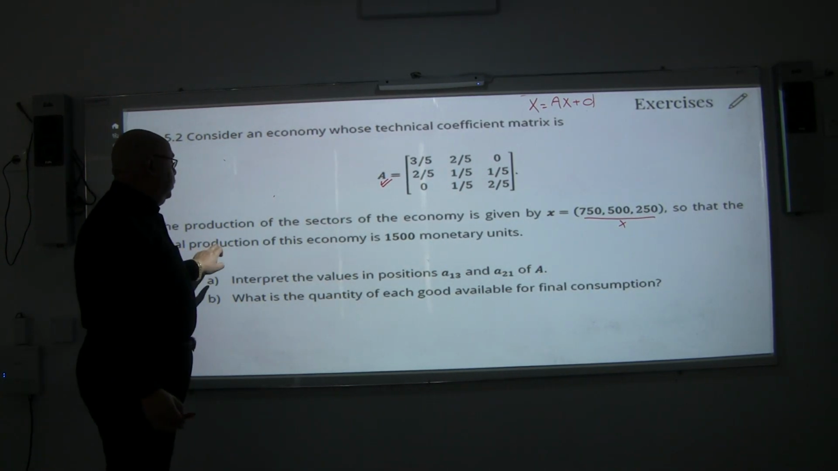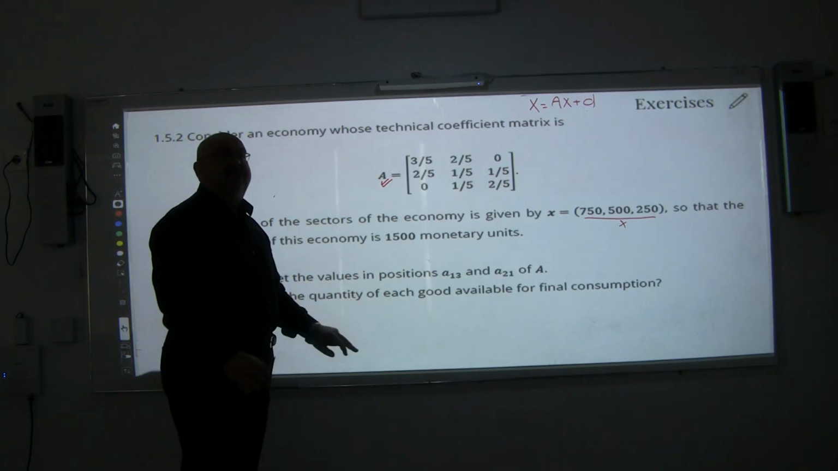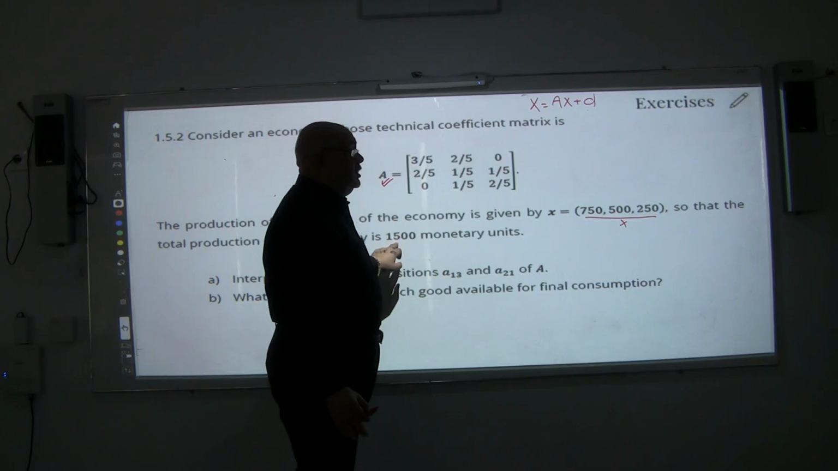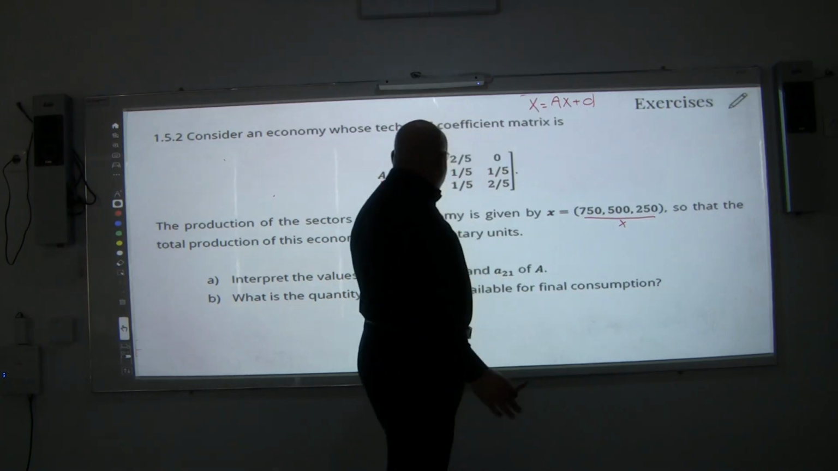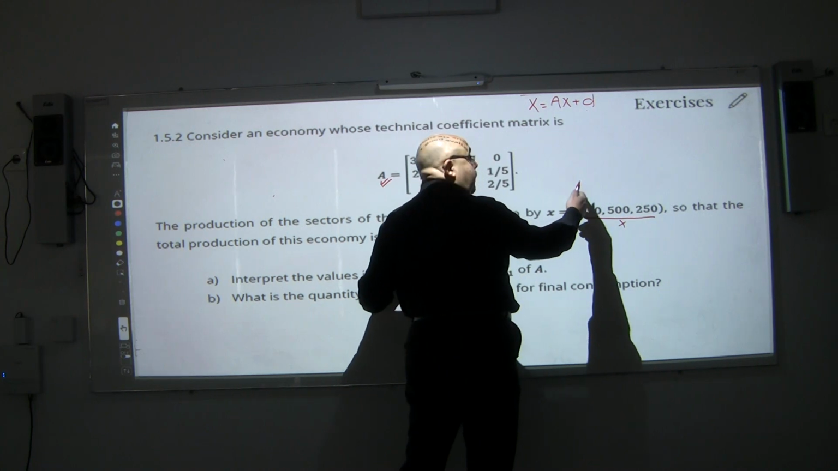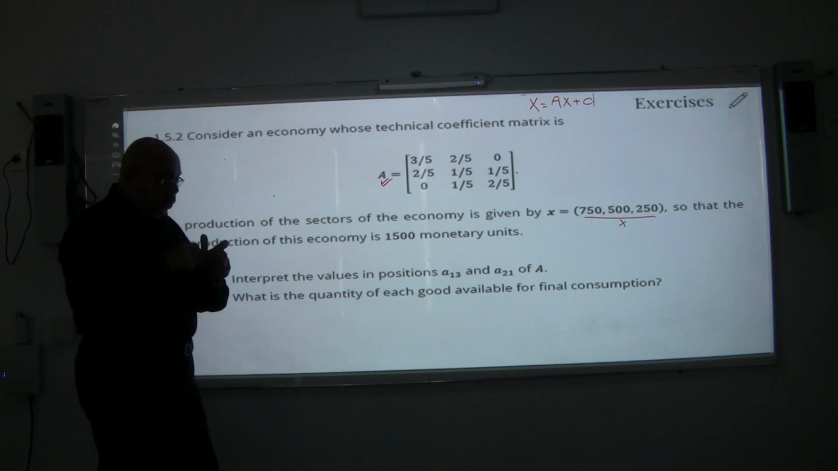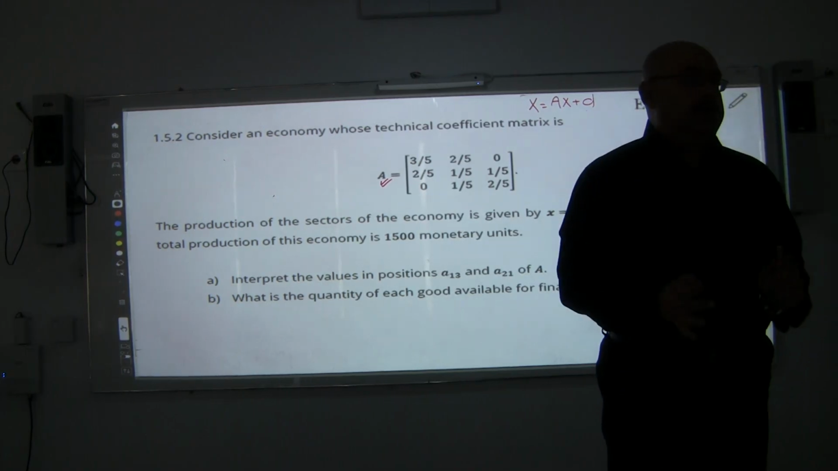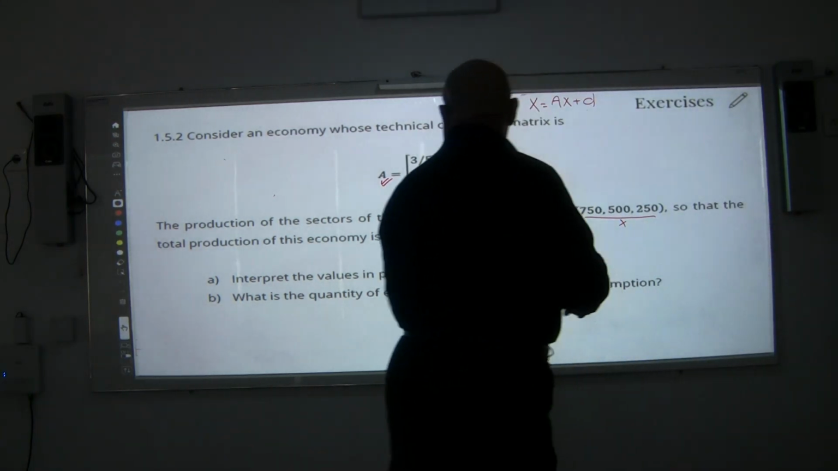Let's see what you want, so that the total production of this economy is 1,500 monetary units. Of course, this is the total production because simply, if you add those numbers together, it will give you all the amounts. 250 plus 750 is going to be 1,000. 1,000 plus 500 is going to be 1,500. So that's the total production, the total monetary units from all sectors. That's the amount that will be produced from all sectors in this economic system.